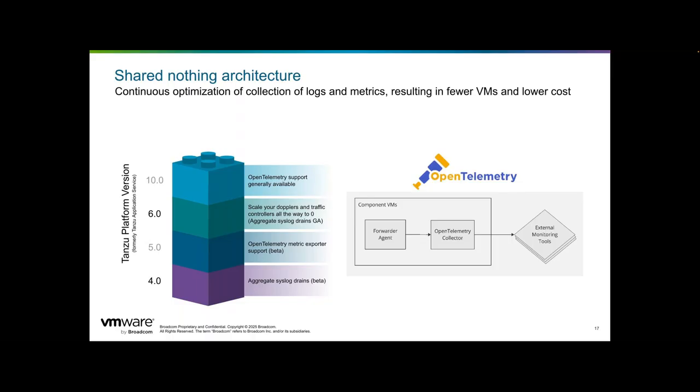And a lot of people ask about the overhead. We basically distribute the overhead across the Diego cells, so the logs are egressing directly from those cells, and that's where the trade-off is.